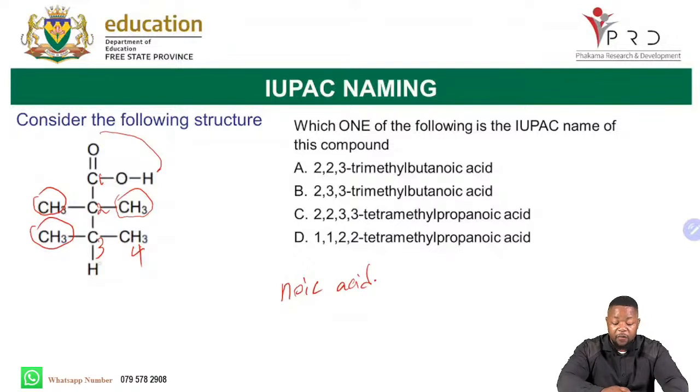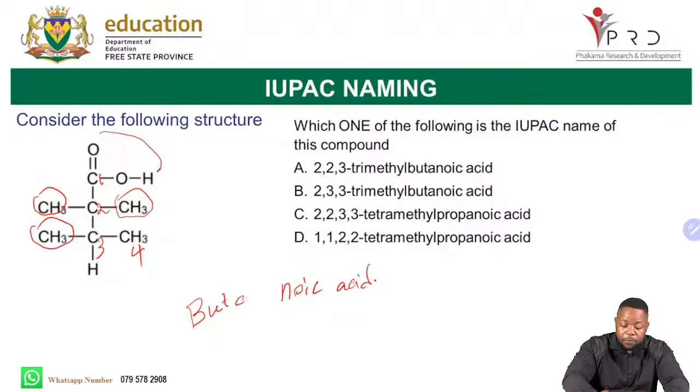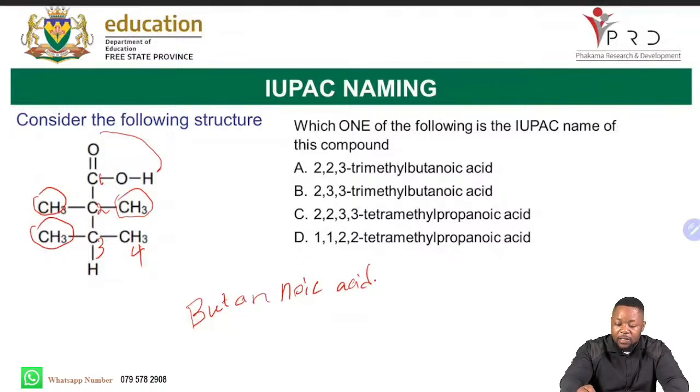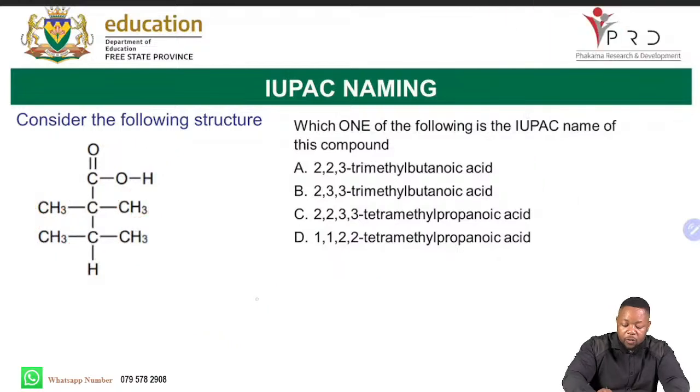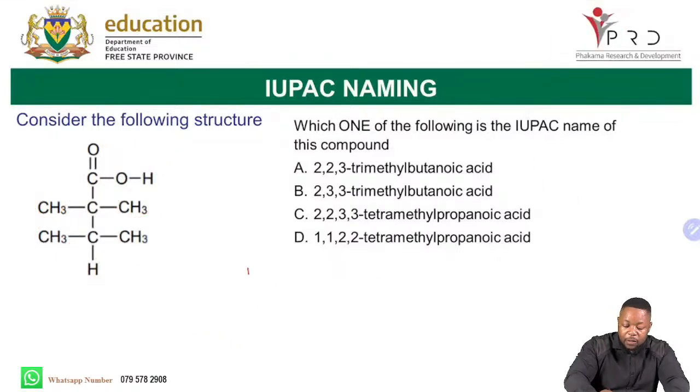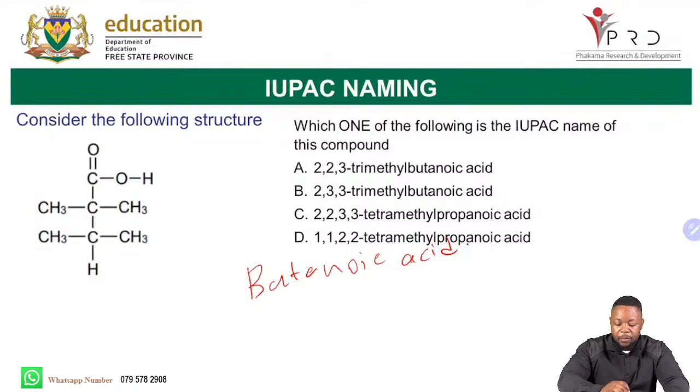1, 2, 3, 4. So if it has 4 carbons, then it must be a but. But when you write the name, you cannot just write but. You have to write butan. I'm going to erase this so that I can write it out nicely. So the name here must be butan. You don't write but only. Then we end with the noic acid. But now this is only the suffix.